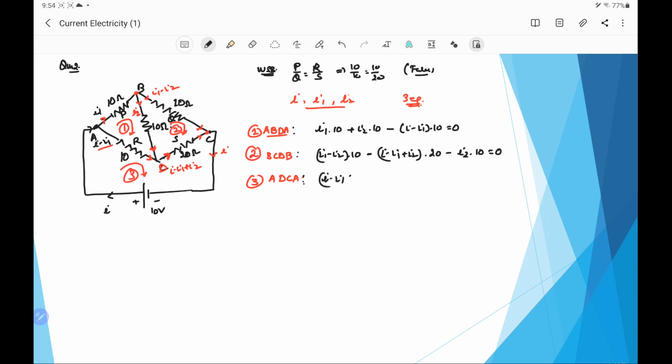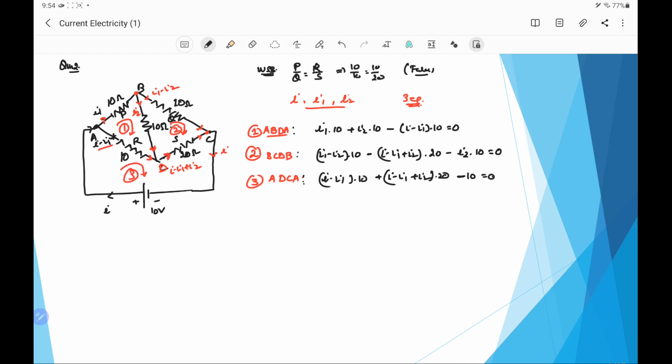Taking the third loop starting from A, it is (I minus I1) into 10 because we are moving in the direction of current. Current is moving in this direction. Then we reach the 20 ohm resistance. Here also the direction of current is the same, so it is plus (I minus I1 plus I2) into 20. And after that, C to A, there is no resistance, only a battery, and in the battery we are moving in the increasing direction of potential, so it will be taken negative 10, that is equal to 0.